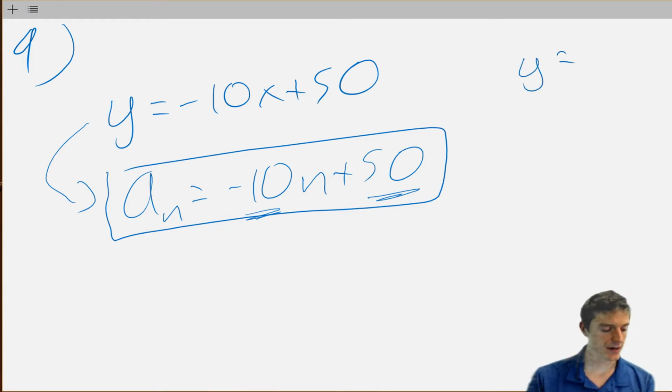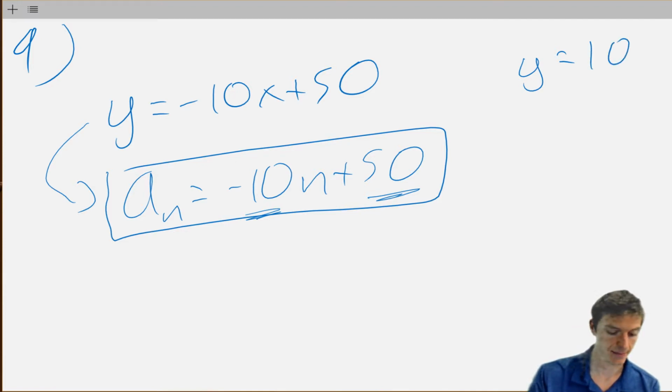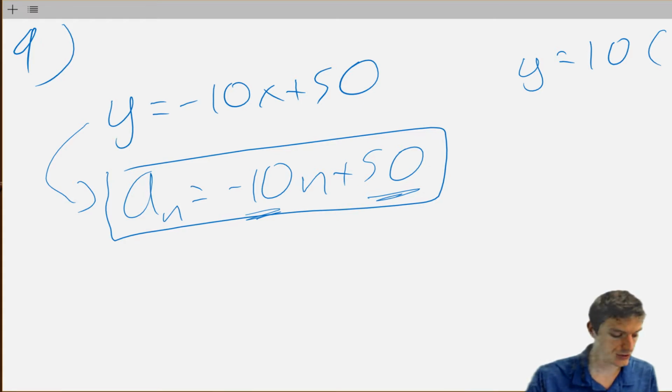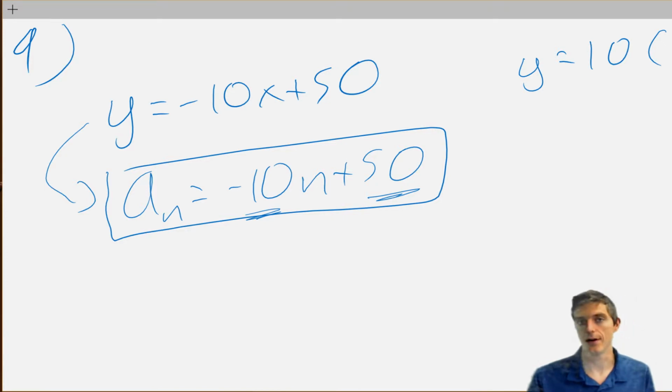Same thing for the second one. If I was to write this, it looks like it's an exponential situation. If I was in the exponential chapter, I would say I'm going to start at 10, and I'm going to multiply by 2 each time, and that's going to be to the x power. That's how I'd write the equation.